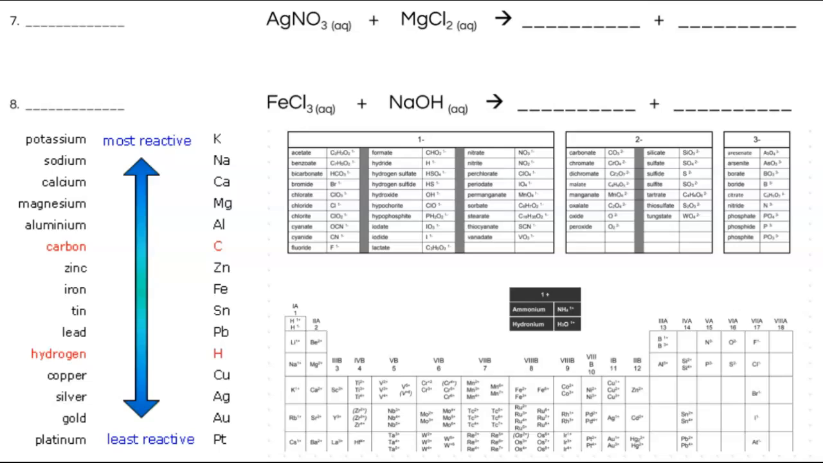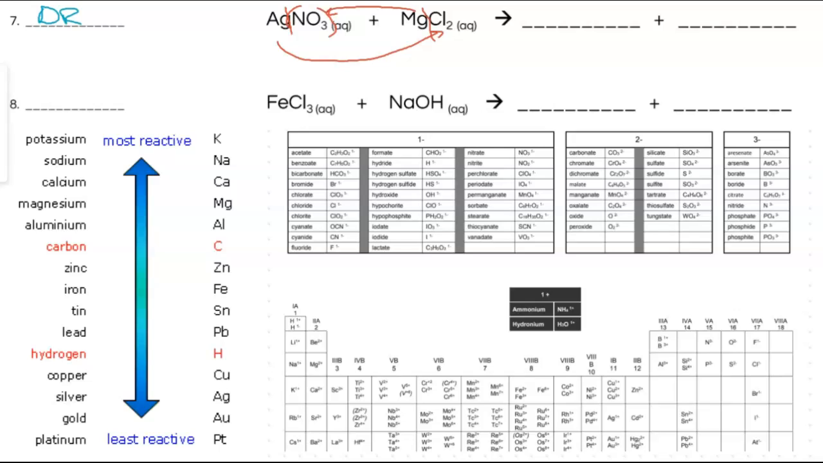For number 7 and 8, again, I am working with a double replacement reaction. I've got two ionic compounds. I've got a silver nitrate and magnesium chloride. So these are two ionic compounds that are going to split and switch. So I'm going to split the silver from the nitrate. And nitrate is one of those polyatomic ions. That big ion all works together. And then I'm going to split the magnesium from the chlorine. So again, my outsides are going to go together and the insides are going to go together.